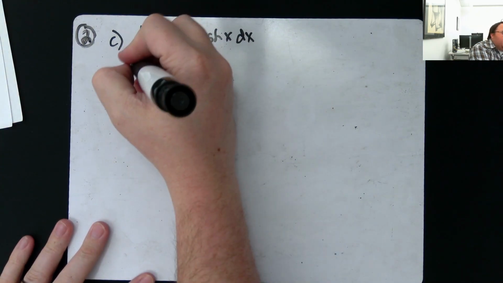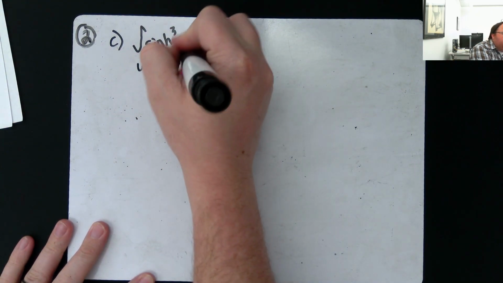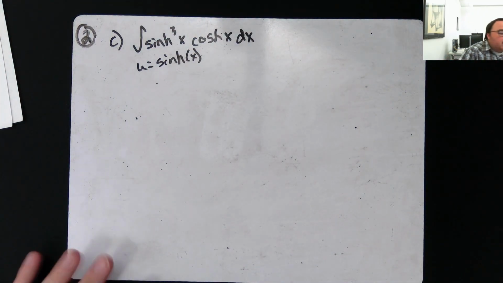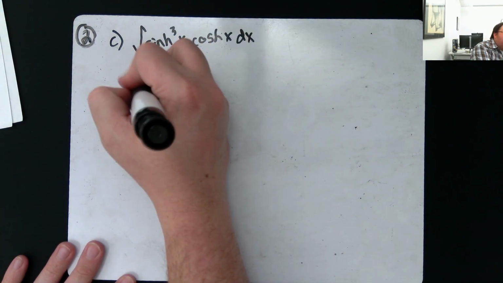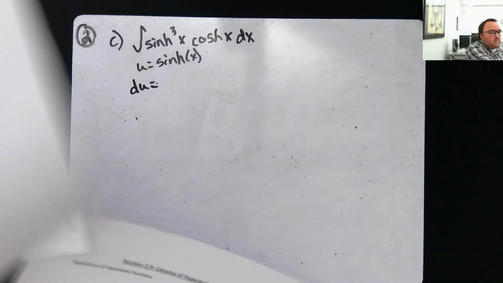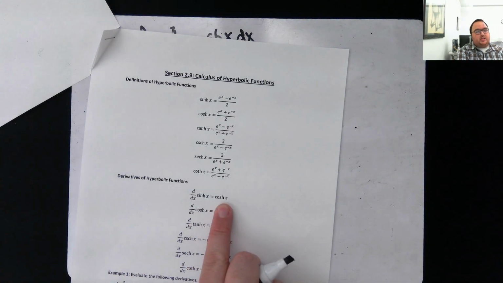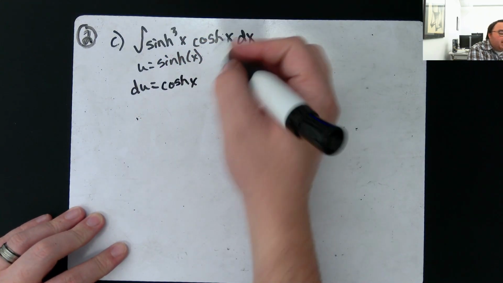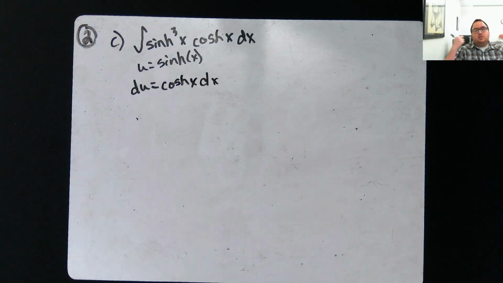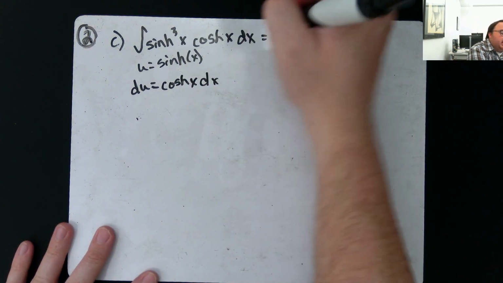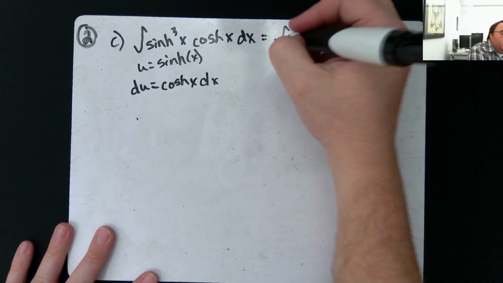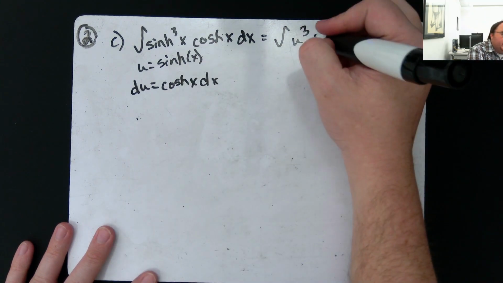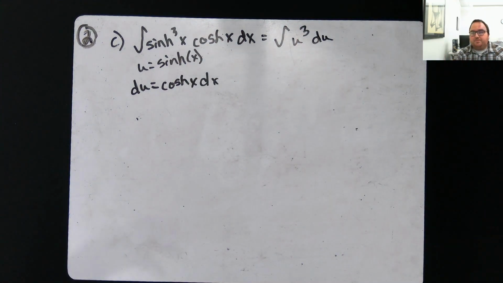So it'd be really nice if I can let u be equal to that hyperbolic sine, because then I would just have u to the third, right? In order for that to work, though, du would have to be the derivative of hyperbolic sine, which is hyperbolic cosine. And that's okay, because look at what I have right there, hyperbolic cosine. So this would work. So this becomes the integral. Hyperbolic sine is now a u, so this is u cubed. Hyperbolic cosine times dx is the du, which isn't hard.